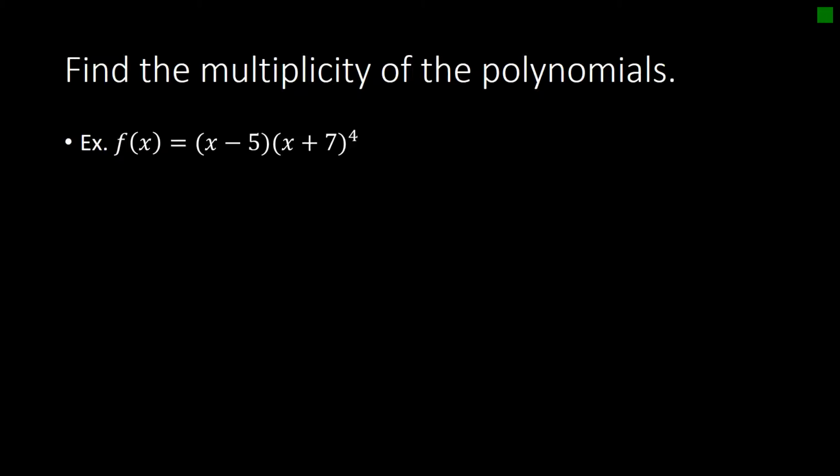We have f of x equals x minus 5 times x plus 7 to the fourth power. So if we set this equal to 0, x minus 5 is 0, means x is 5, and the multiplicity of this 0 is 1. So we can conclude that the graph will cross the x-axis at that 0.